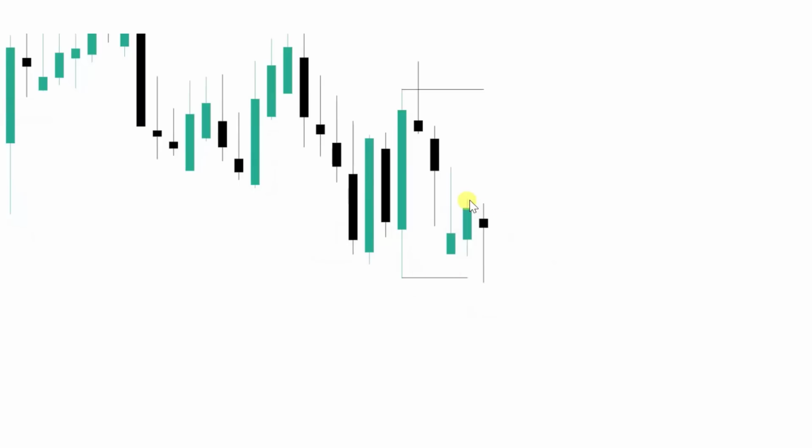This candle is a range. Where is the high of the range? This is the high of the range. And where is the low of the range? This is the low of the range, okay? The second candle sweeps the liquidity underneath the low, moves back inside the range.